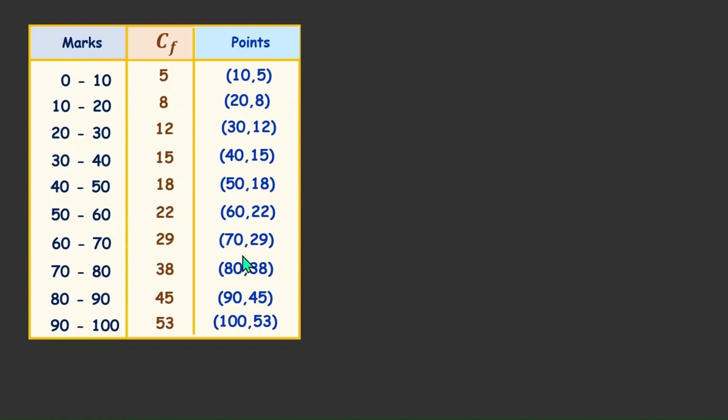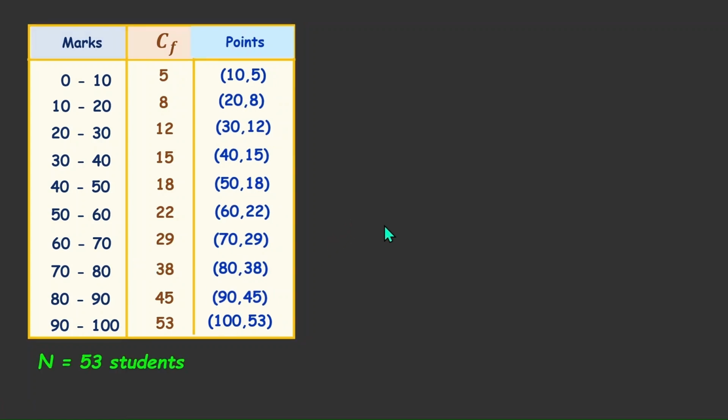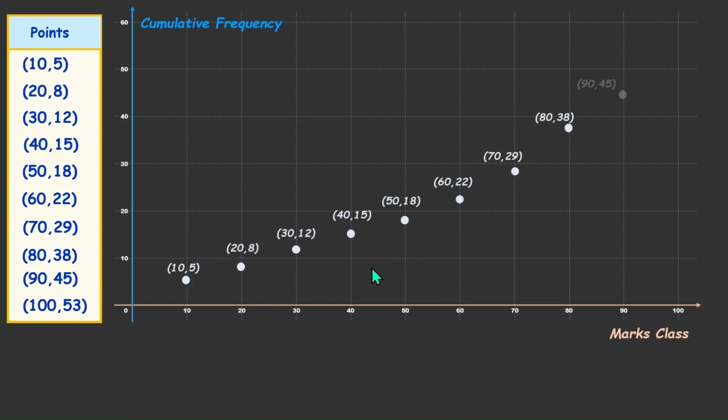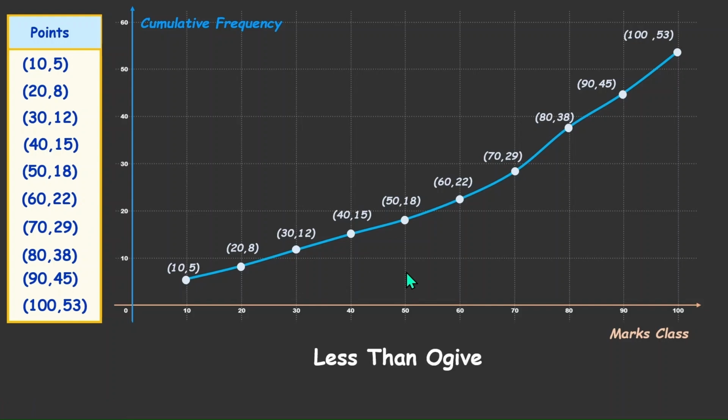Alright, so we have our points here. Let's take our points and make a less than ogive. So this is our graph. This would be the x-axis with marks and the y-axis would have cumulative frequency. Then we can just plot these points. So we have these points here like this, and then we just need to connect the points to create the ogive. And this is a less than ogive. You can see this is a direct correlation between the cumulative frequency and the marks.